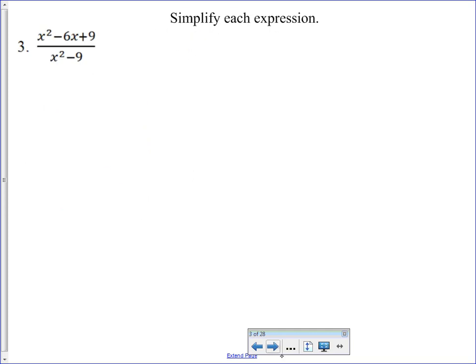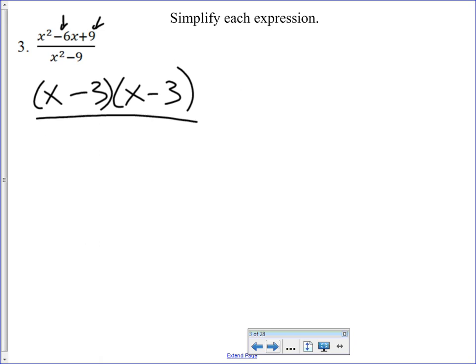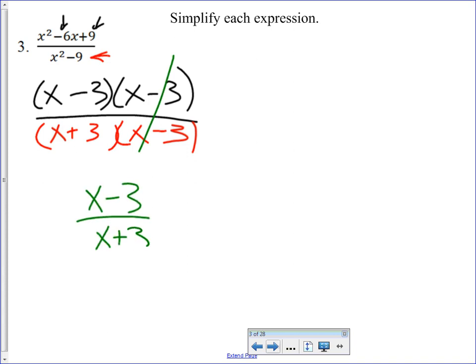All right, for this one, simplify, so we want to factor the top and the bottom. The top, I'm looking for two numbers that multiply together to give me 9, that add up to negative 6. And those numbers are negative 3 and negative 3. The bottom is a difference of squares, so that's going to be x plus 3 times x minus 3. I will cancel my x minus 3s. I'll end up with x minus 3 over x plus 3. And that's the final answer there.